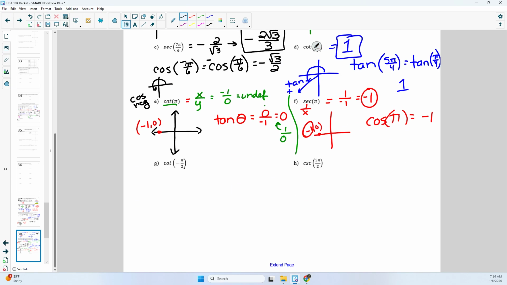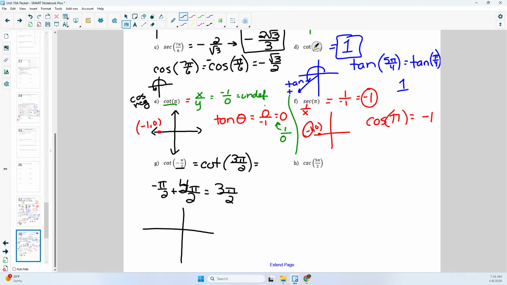So here I do need to get a coterminal angle first. So if I have negative pi over 2 plus 2 pi, that's plus 4 pi over 2. So this is 3 pi over 2. So this equals the cotangent of 3 pi over 2. When I am on the graph, 3 pi over 2 is down here. The point is 0, negative 1. Cotangent is x over y. So we get 0 over negative 1, which equals 0.